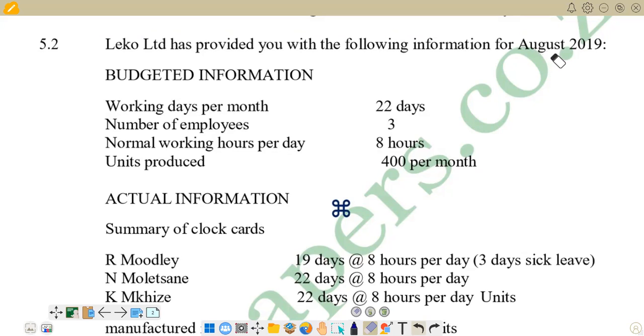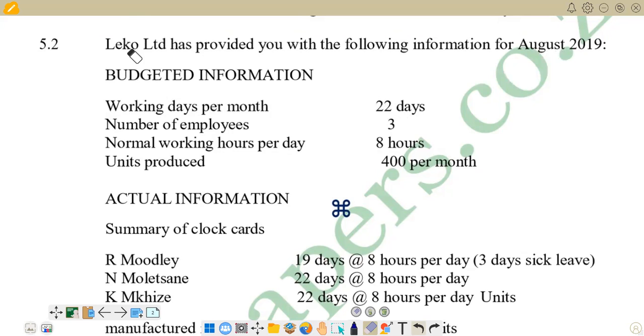We are still working on a paper from June 2021. Today, we want to look at question 5, and this is 5.2. The question requires us to prepare a production report, and then we also have to prepare a productivity report. So that is what we have in this question.